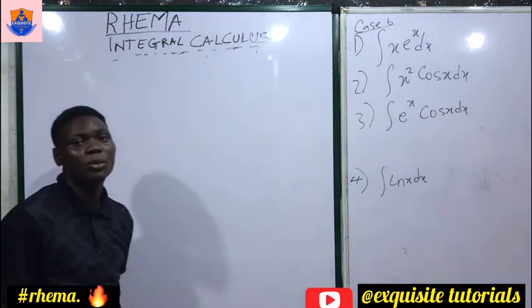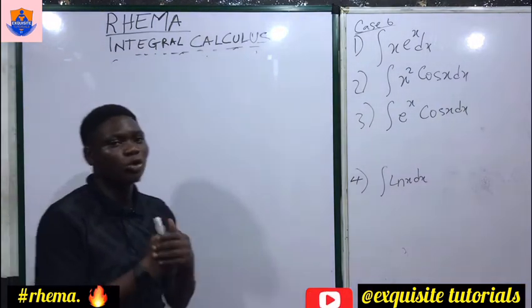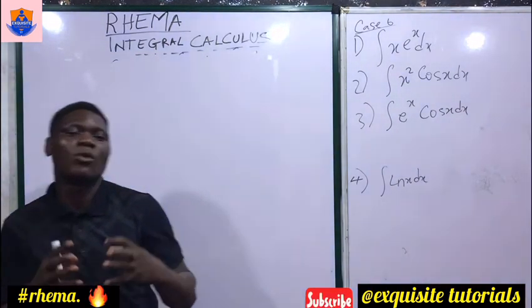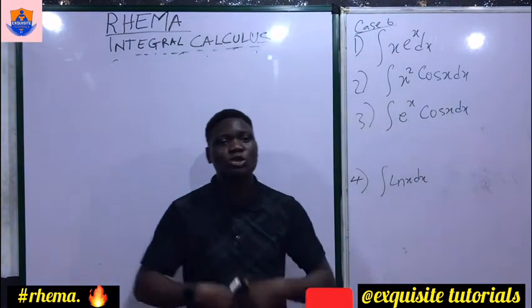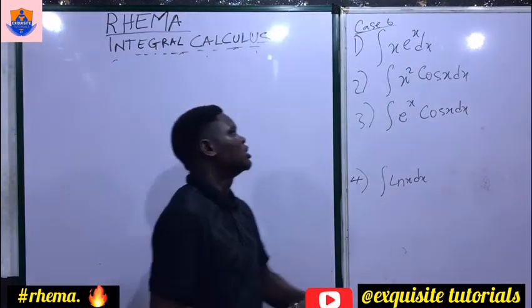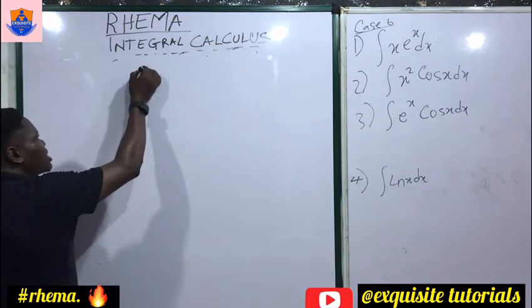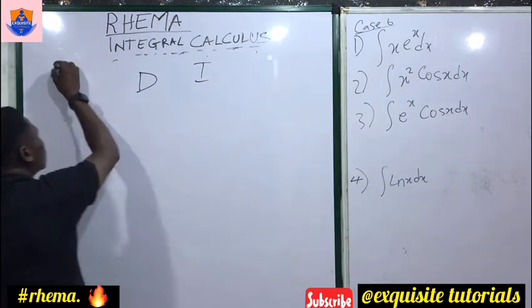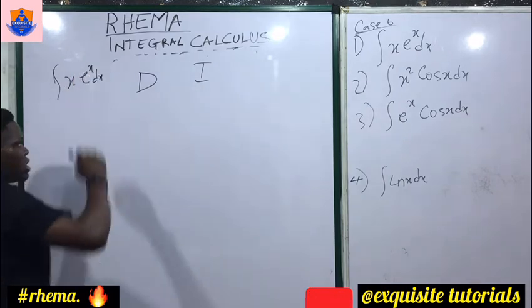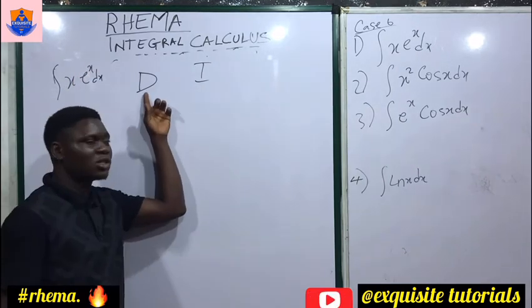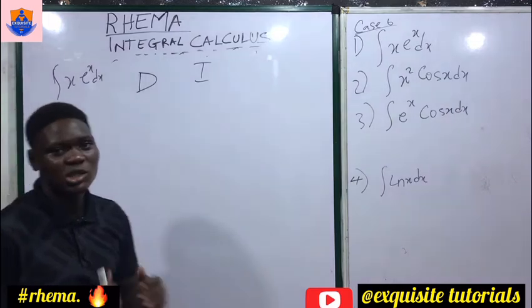Now integration by parts comes from the product rule, but because of time, I won't go through the process of explaining how this formula came about. I'll go through the shortcut and show you how to solve it. There's something called the DI setup. We are solving question 1, the integral of x exponential x dx. In the DI setup, D means differentiation and I means integration.